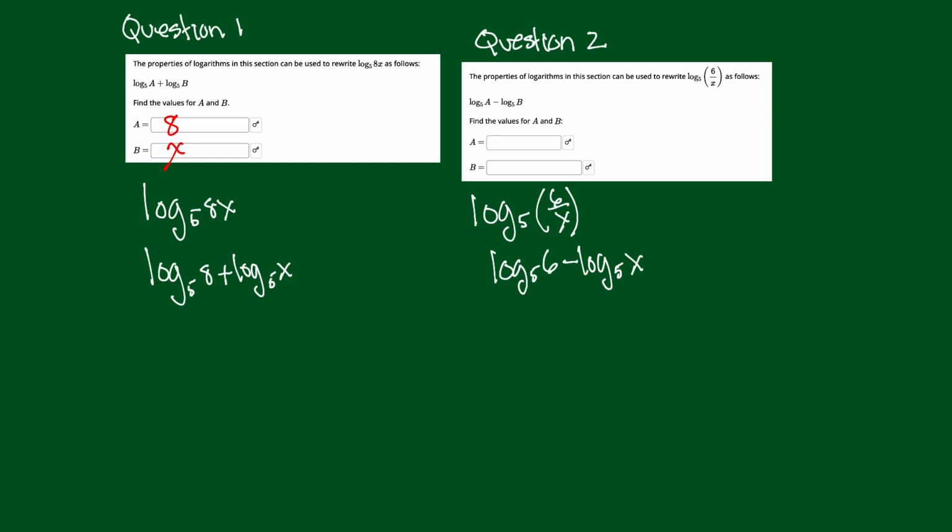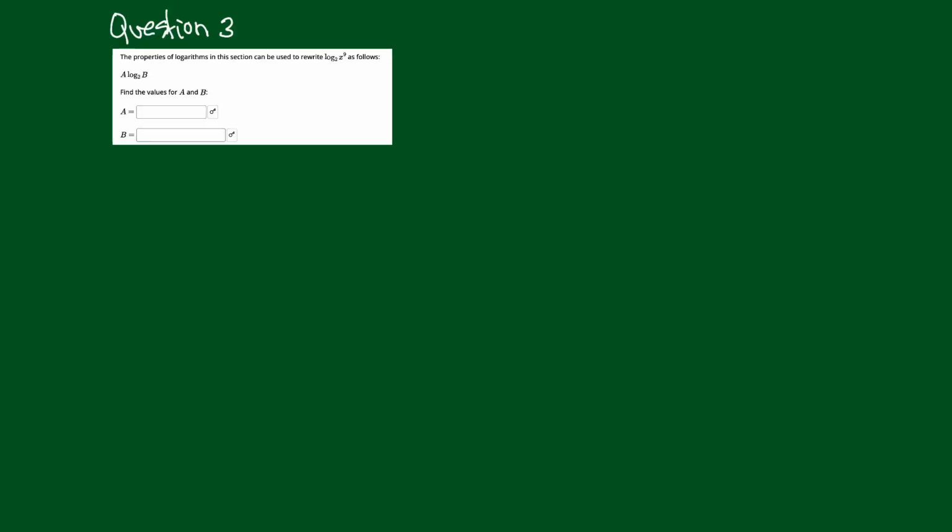Now here's how I did that. This is a division. What operation's right below division? Subtraction. Now I can see that, back up in here, what is a? Well, a is the argument of the first, the top, and b comes after the subtraction. So a is the 6, and x is the b.